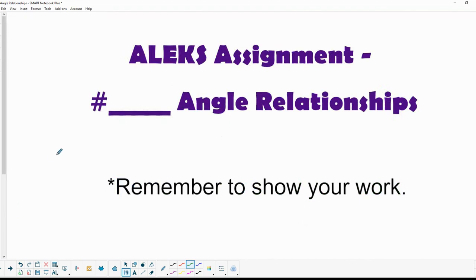Okay, so our assignment then is going to be number 88, angle relationships. Remember to show your work on box paper and have fun. This is a fun little assignment.